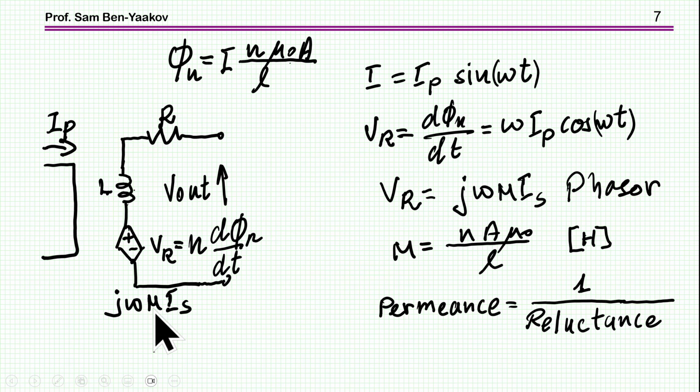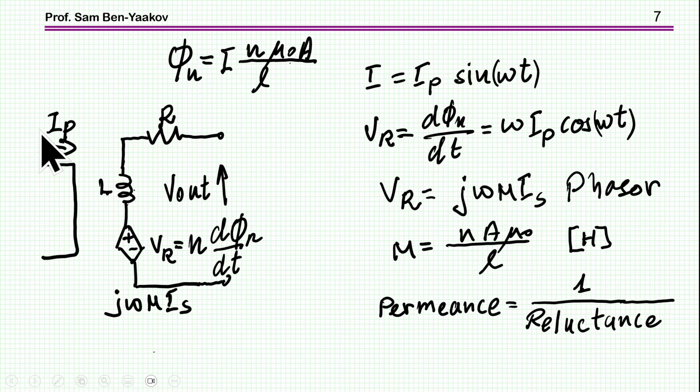Now, looking at the Rogowski coil as a mutual inductor, we have the primary, which is this one wire going through it. It's n equal to 1. And then we have the secondary. We have here the dependent voltage source, which is equal to n dφ/dt. And then we have the inductance of the secondary and the parasitic resistance.